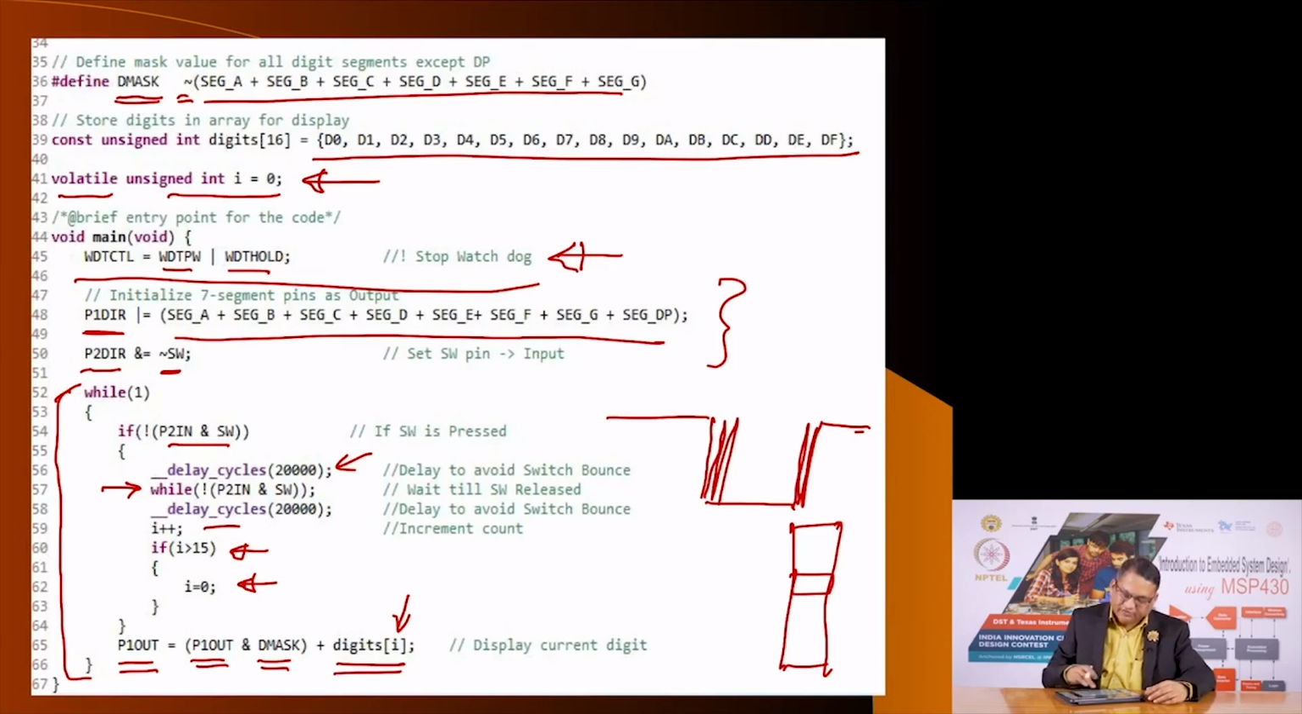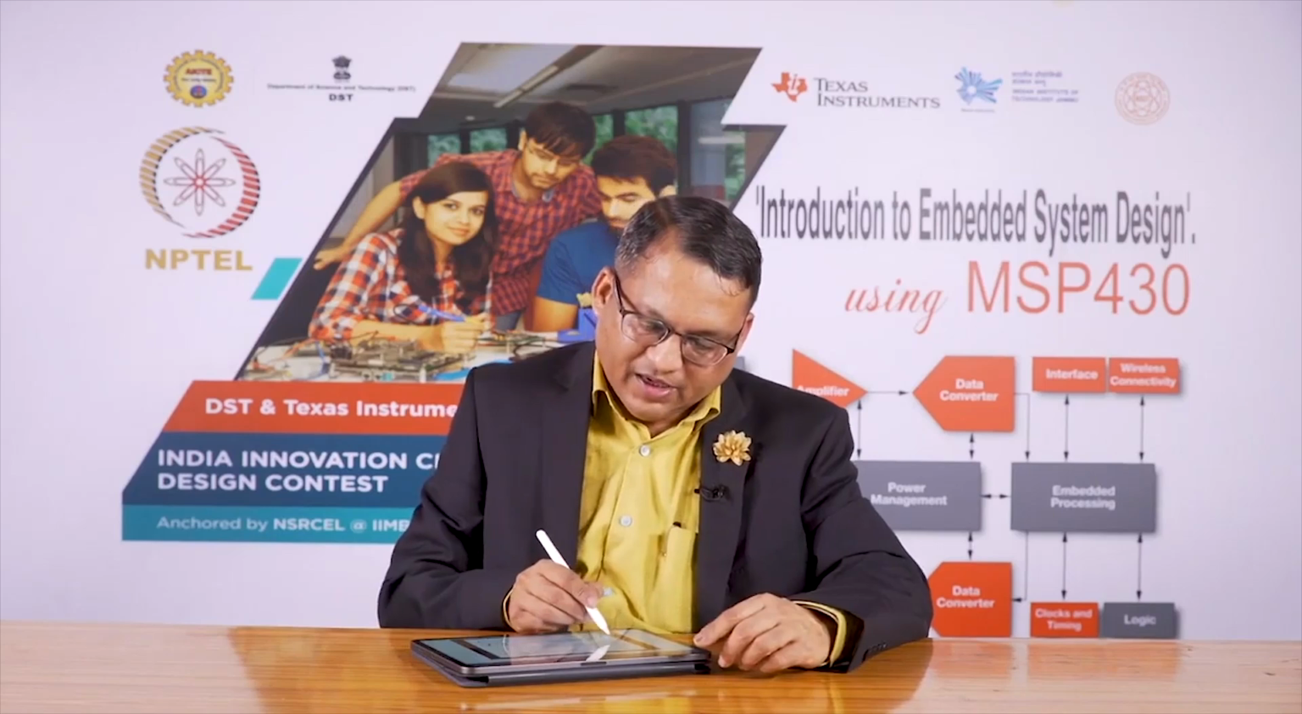So, you are going to fetch one of these values depending upon what is the value of I, and that value you are going to output on port 1. So, what will it do? It will display that number, and that number will remain as long as you do not press a switch, because it is going to go back here and wait for you to press a switch.